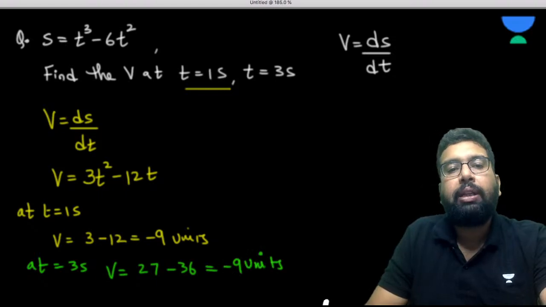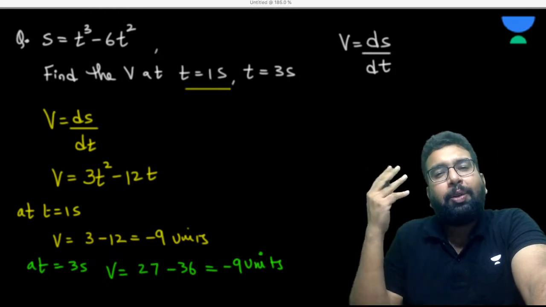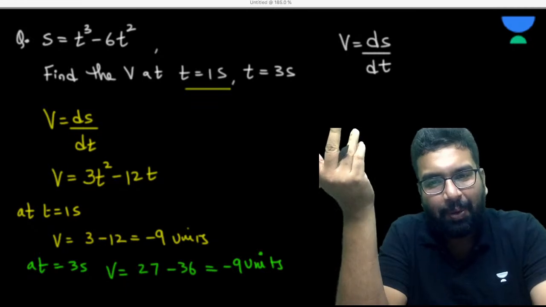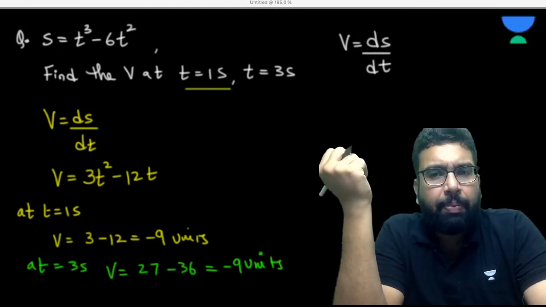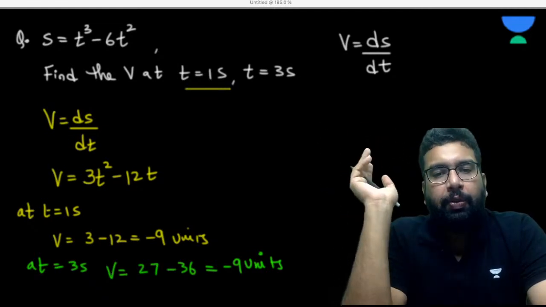Oh sir, at 1 second and 3 seconds the velocity is coming out to be the same. So what is your problem with that? If it is the same, let it be the same. What is your problem? It's okay. So can it happen? Yes, definitely. Why can it not happen? It can happen. No problem at all. Okay. So we have written like this.